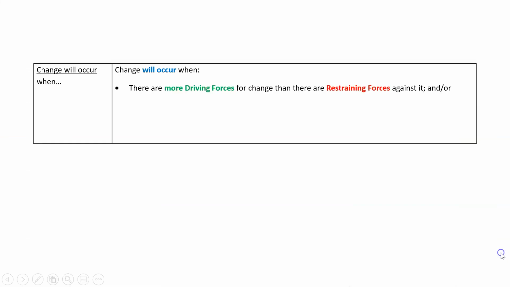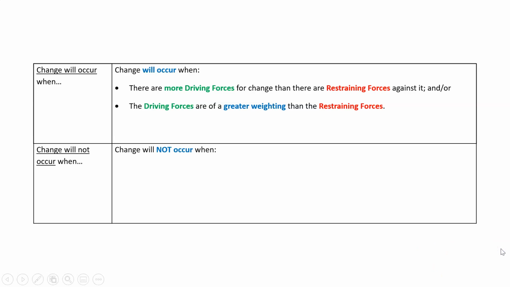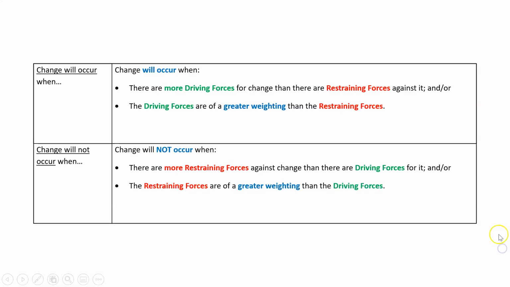And then Lewin's theory very simply says change will occur when there are more driving forces than restraining forces, and or the driving forces are of a greater weighting than the restraining forces, so they're more important. So there might not be as many driving forces as restraining, but maybe they're of greater weighting or significance, so therefore change will happen. Likewise, on the opposite side, change will not occur when there are more restraining forces than driving forces, and or, again, maybe there are not as many restraining forces, but they're of a greater weighting or importance than the driving forces.